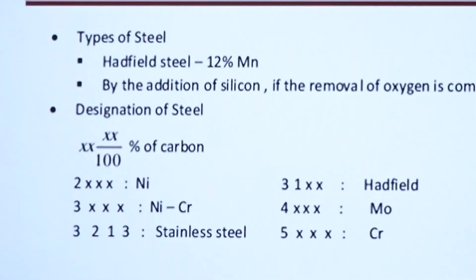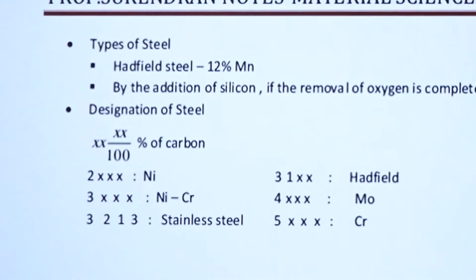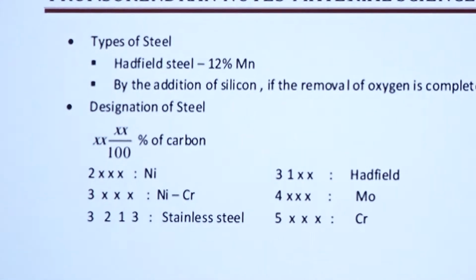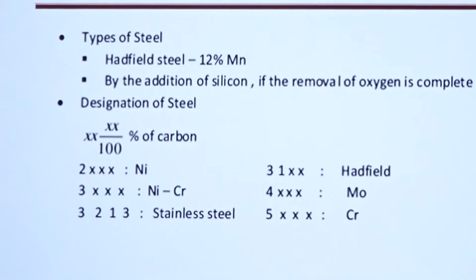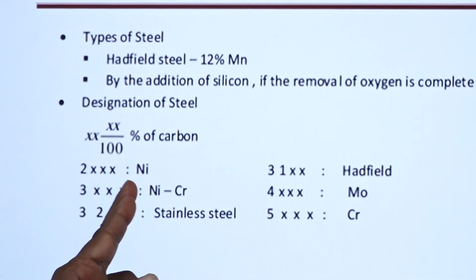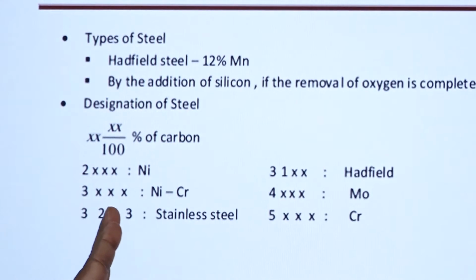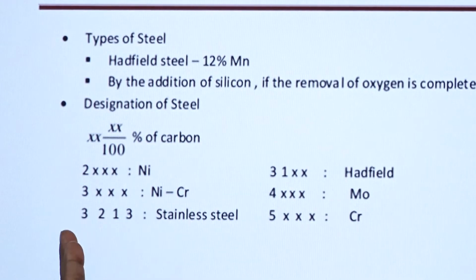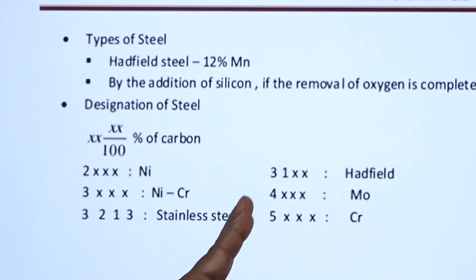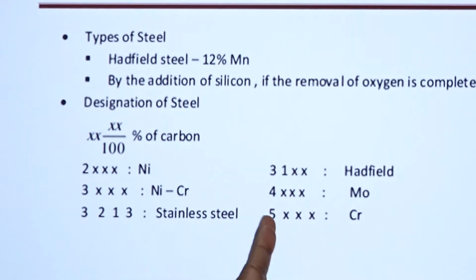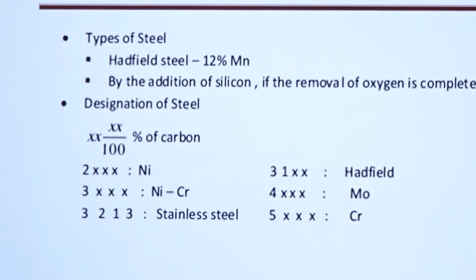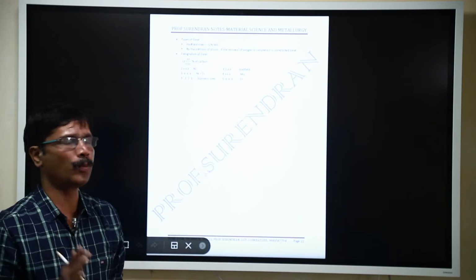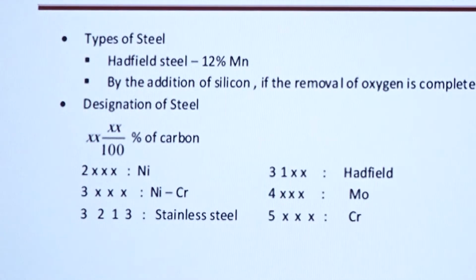Next, how the steel is specified. Types of steel: austenitic steel means when 12% of manganese is there. And 2XX means nickel, 3XX means nickel chromium, 32XX means stainless steel, 31XX means nickel chromium, 4XX is molybdenum based steel, 5XX means chromium. So these are the different specifications you should remember while designating steel.